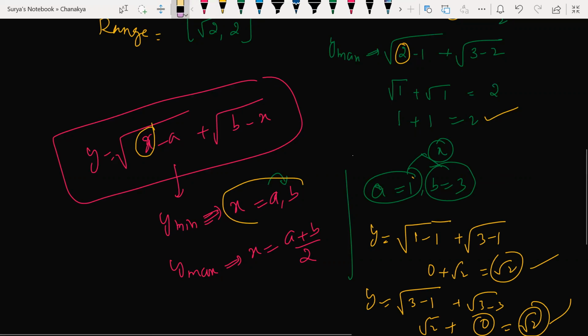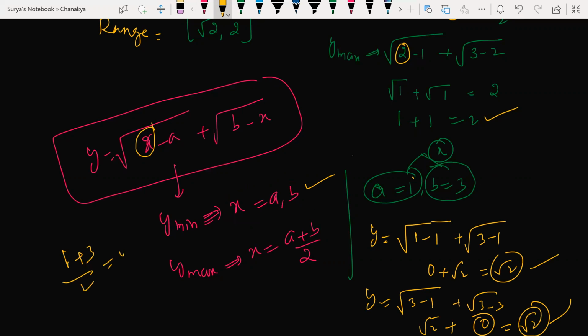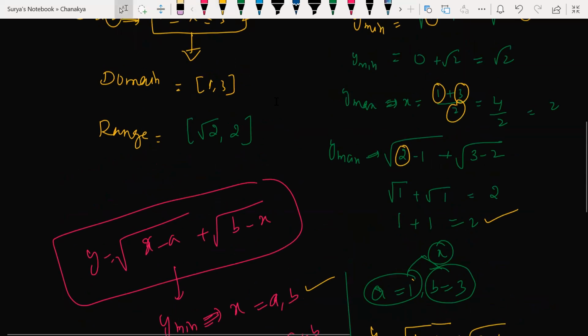For maximum value, what is your x value going to be? For minimum, x value can be a comma b. For maximum, x value should be a plus b by 2. What is a here? 1. b is 3. 4 by 2, so you will get 2 here. So I'll be substituting x value as 2, since the a value and b value are already given. I'll be taking x value as 2 for maximum value. So minimum value root 2 I got, maximum value 2 I got after substitution. Correct? So this is my range here. This is how you find this type of questions. Now let me give you one more question.